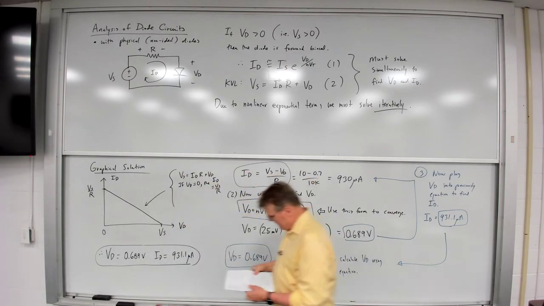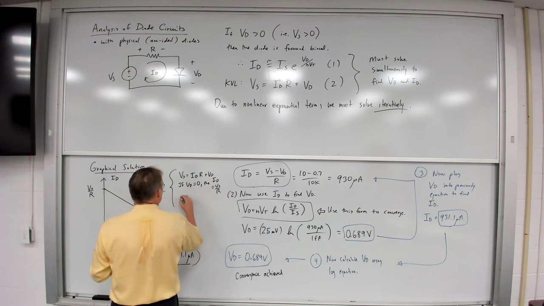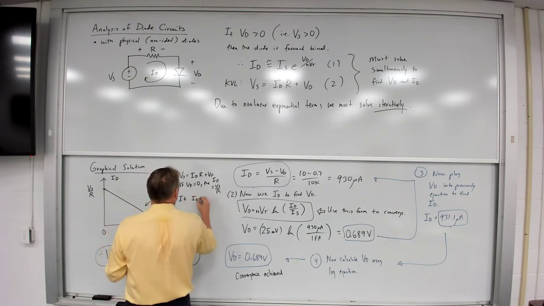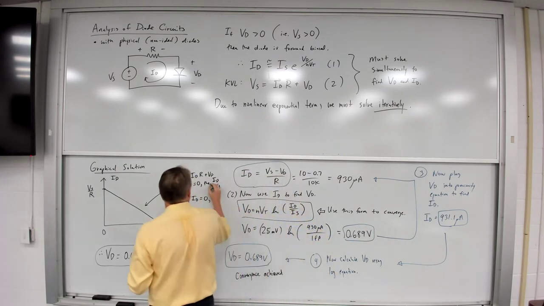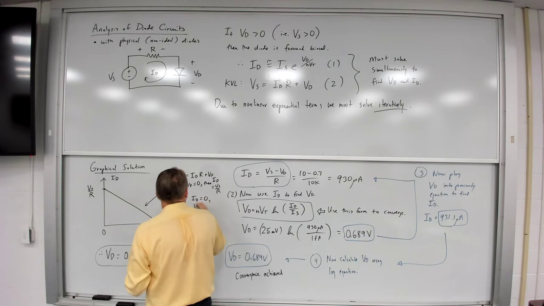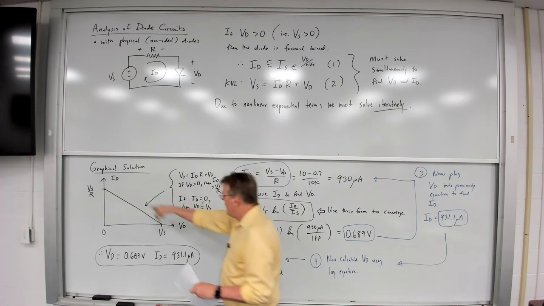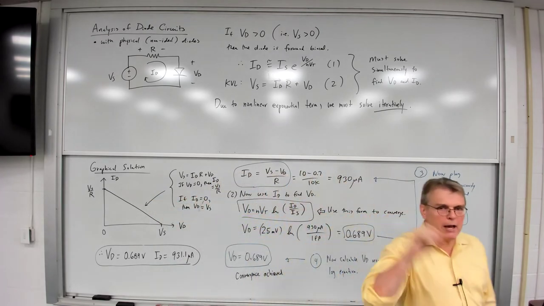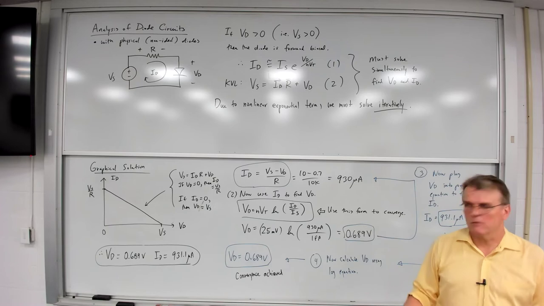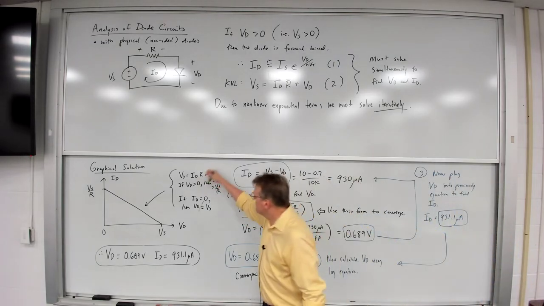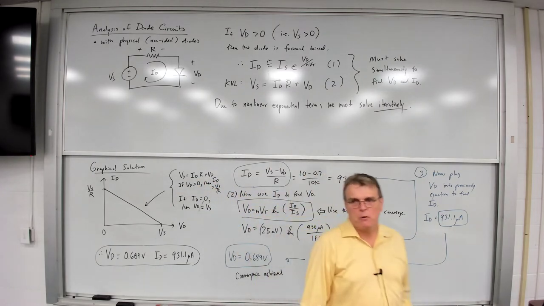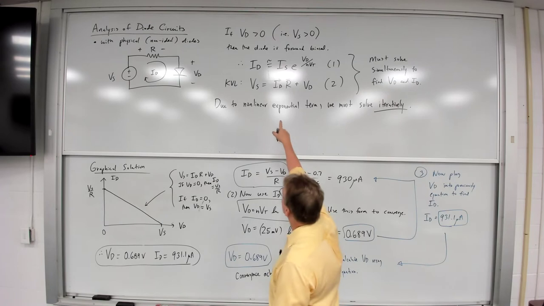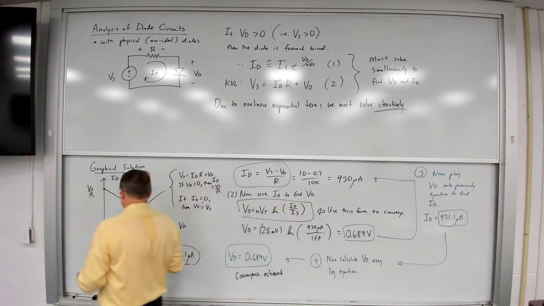On the other hand, if ID is equal to zero, then VD is equal to VS. So I plot this line between two points, and I just draw a straight line. In effect, what I'm doing here is plotting all possible combinations linearly that I can get out of that KVL equation. And then on top of that, I'm going to do my diode equation.